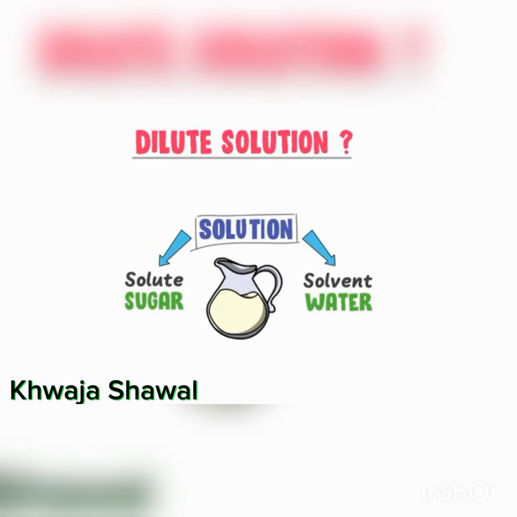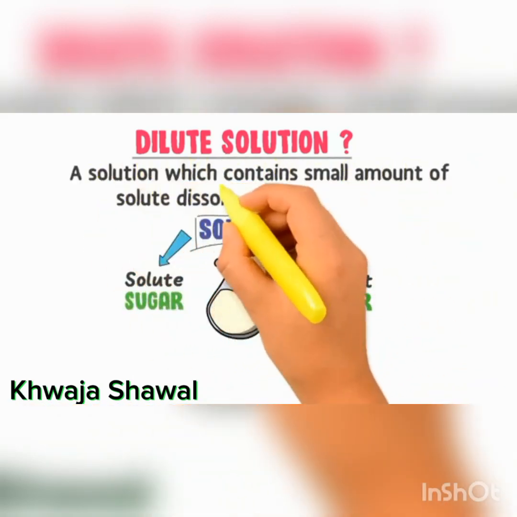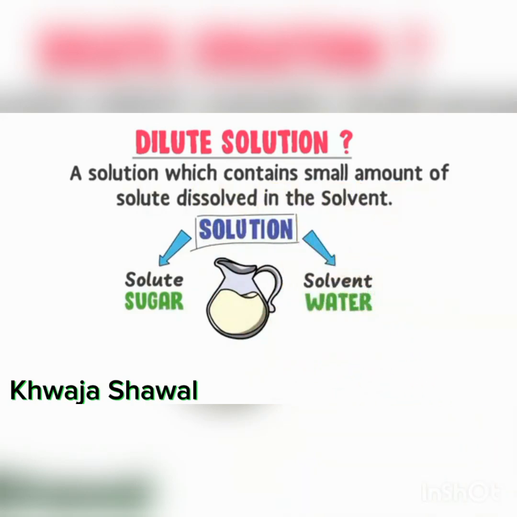Now listen carefully. A solution which contains small amount of solute dissolved in solvent is called dilute solution. Let me repeat it. A solution which contains small amount of solute dissolved in the solvent is called dilute solution.